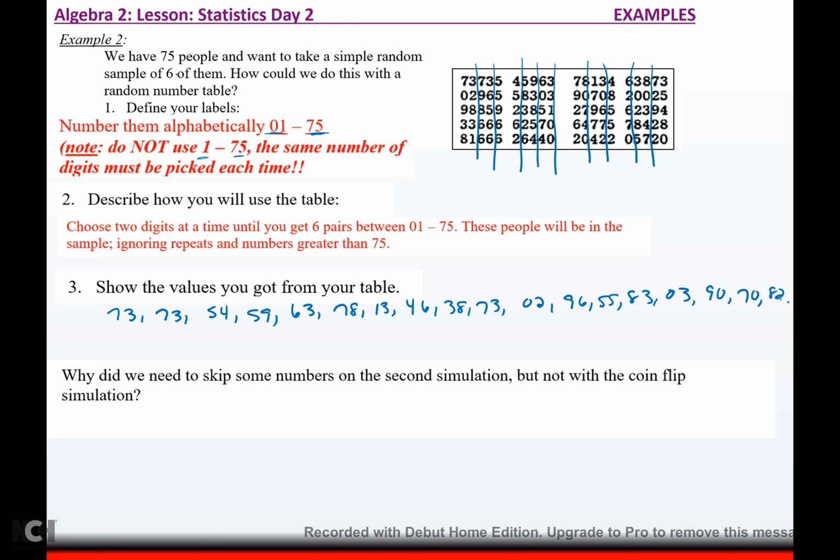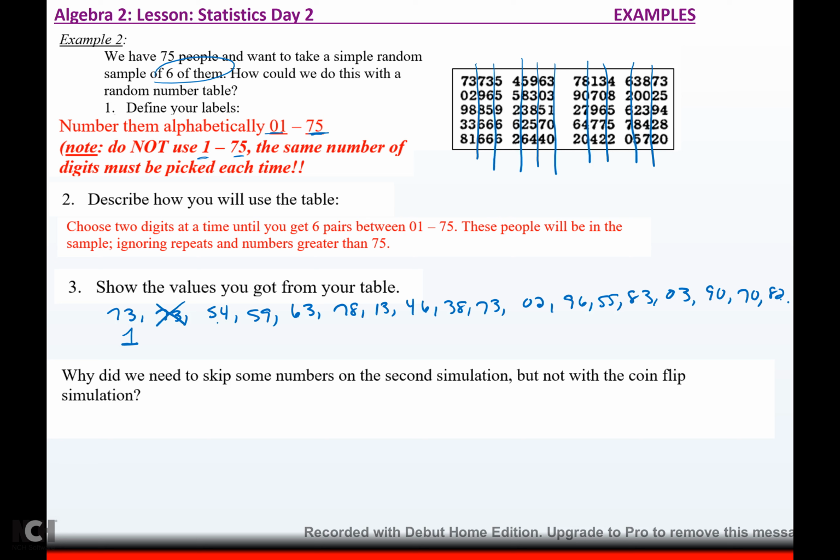I'm only trying to pick 6 out of these 75 people. But my numbers only go from 01 to 75. I can't use the same number more than once because you can't pick the same person twice. Remember, these are representing people. And you have to ignore all the numbers that are greater than 75. So there would be my first guy. I can't repeat, I already used him.